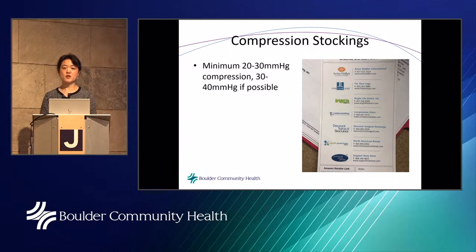In general, we recommend a minimum of 18 millimeter mercury compression. To start with, if you are not used to them, you could try the 15 millimeter and then gradually work your way up to 20 to 30 millimeter. Many patients are in the 30 to 40 millimeter mercury compression level. They are tight and they are hard to get on. Many of our ulcer patients have custom-made compression that are much higher than 40 millimeter mercury compression.